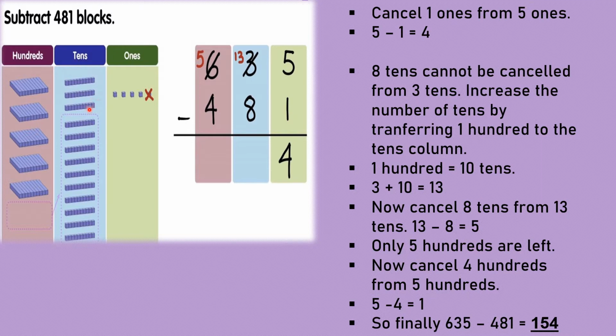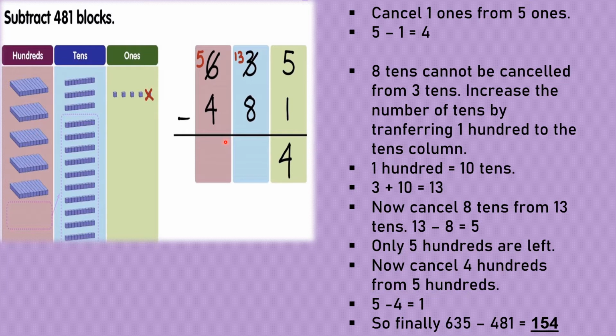So you just cancel 8 tens from it. 1, 2, 3, 4, 5, 6, 7, 8. So how many tens are remaining? 1, 2, 3, 4, 5. 5 tens are remaining. This means we have 4 ones, 5 tens.